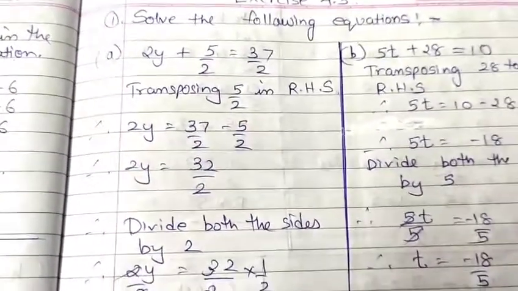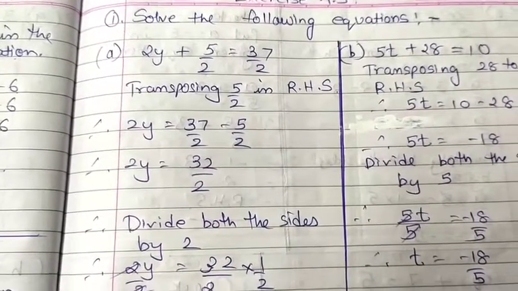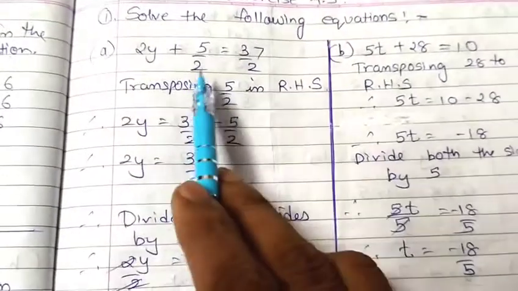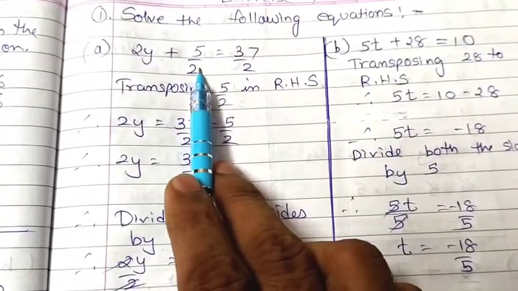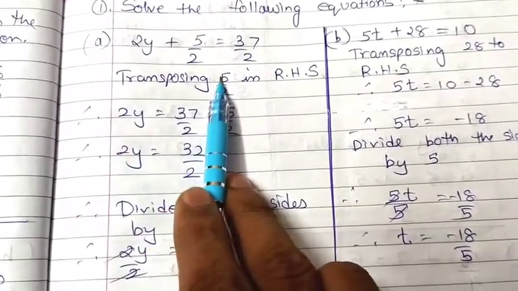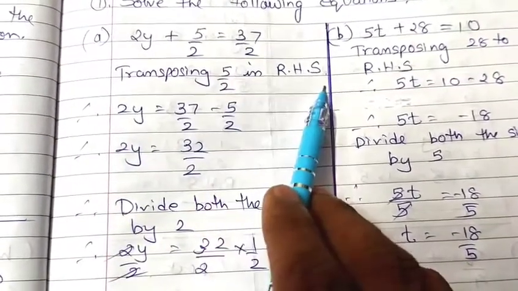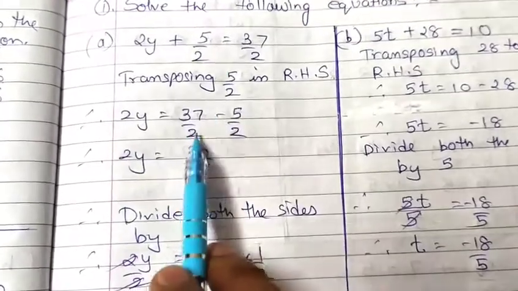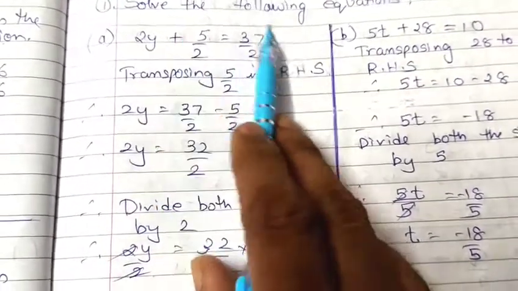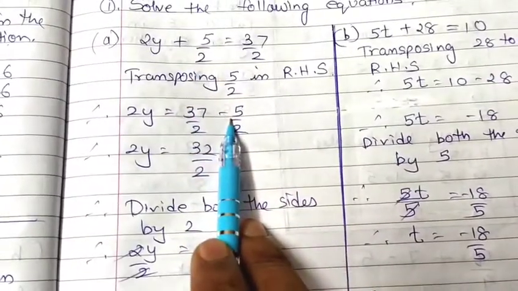Now dear student, previously whatever rules we applied, the same rules we have to apply over here also. Now first, you have to transpose this 5 by 2 toward your right hand side. So transpose this value 5 by 2 to the RHS. While transposing, positive 5 by 2 will become negative 5 by 2.